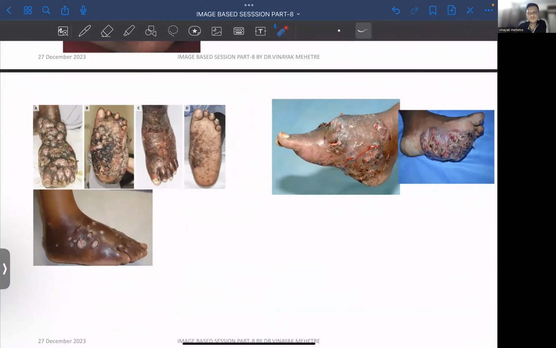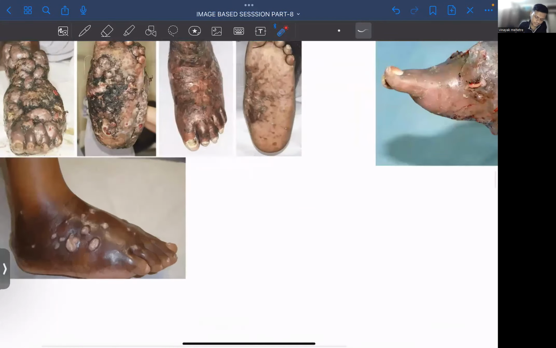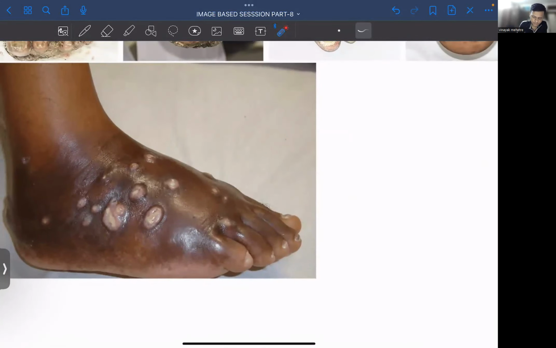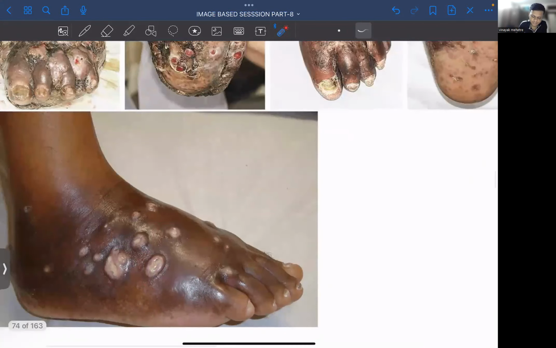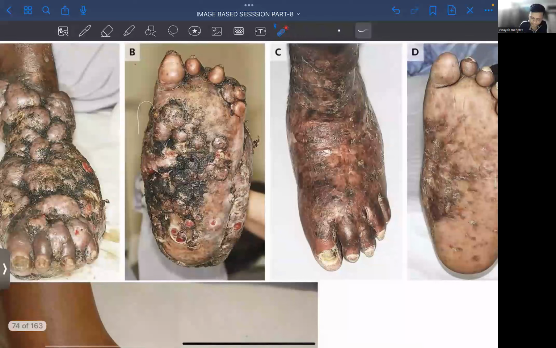What is this? This is your foot, Madura foot, right? Causes क्या होते हैं? Actinomycetoma and eumycetoma, right? Actinomycetoma and eumycetoma. How to differentiate actinomycetoma from eumycetoma? Anyone? Remember, in actinomycetoma, there will be lesions without pus discharge. What I'm saying? Lesions without pus discharge. देखो कहीं से pus निकल रहा है? No, right?